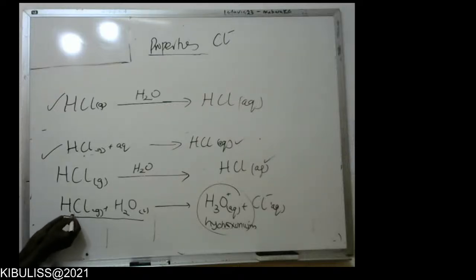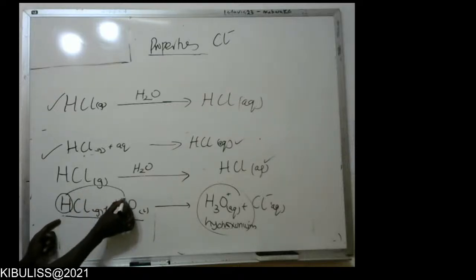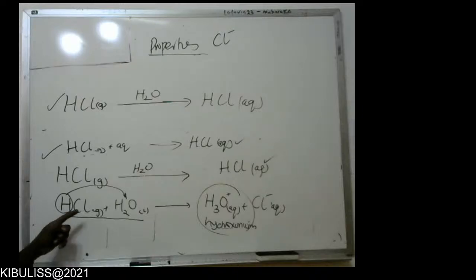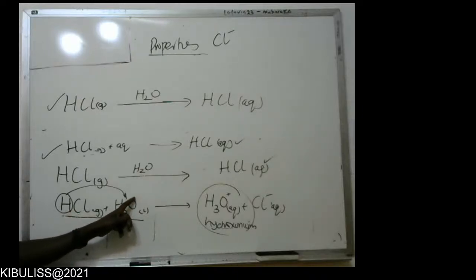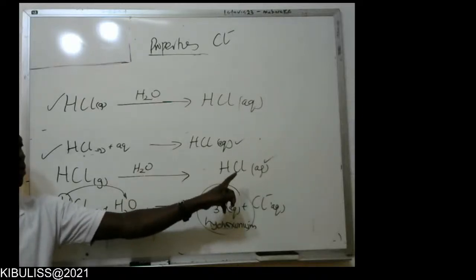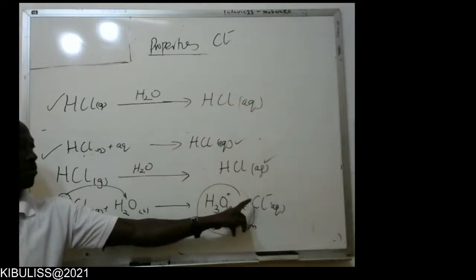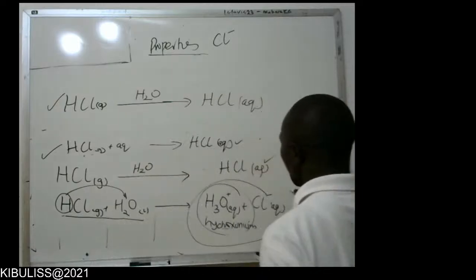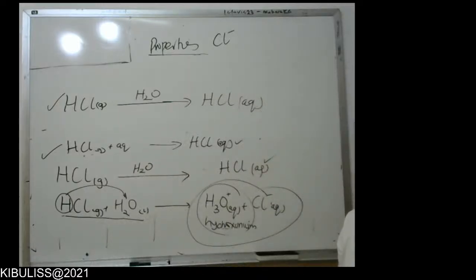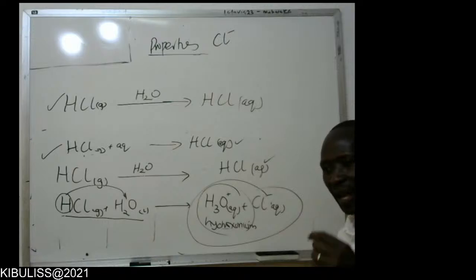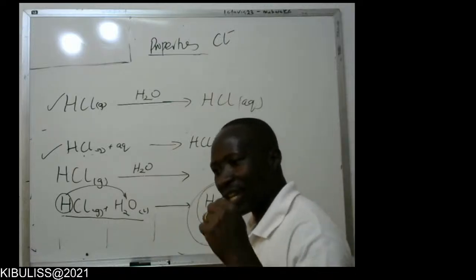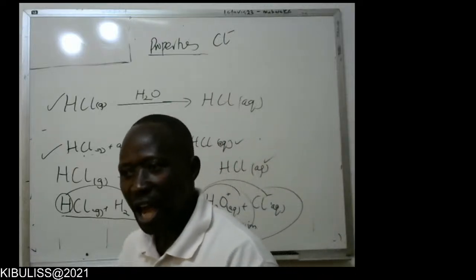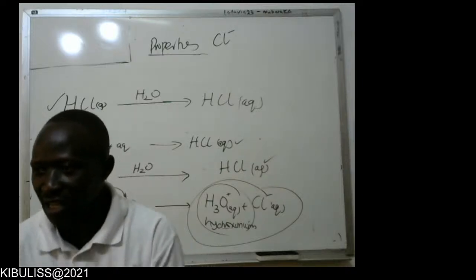Because this one now donates, this hydrogen is donated to water. So hydrogens become 3 and 1 oxygen with a positive charge. This is what we call a hydronium ion, plus now a chloride ion. So this is what we are calling hydrochloric what? Acid. What is an acid? A substance which when dissolved in water donates hydrogen ions.